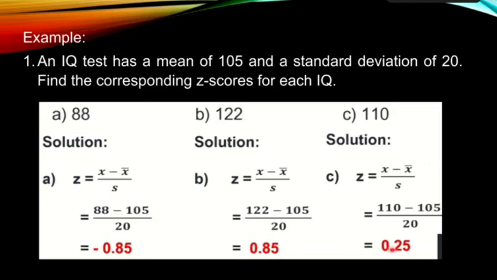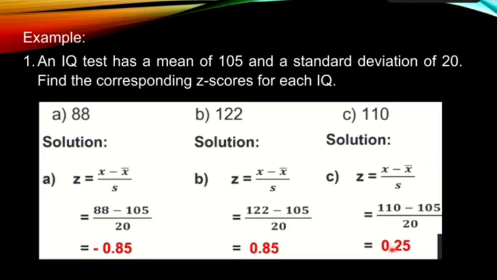So, ibig sabihin po, the z-score is below the mean. Kasi po, di ba sa interpretation kanina, if the z-score is negative, meaning the score is below the mean. Letter B. The given value is 122. So let us solve. Z equals 122 minus 105 divided by 20. The answer is 0.85. So dahil po siya ay positive, ibig sabihin, the score is above the mean.